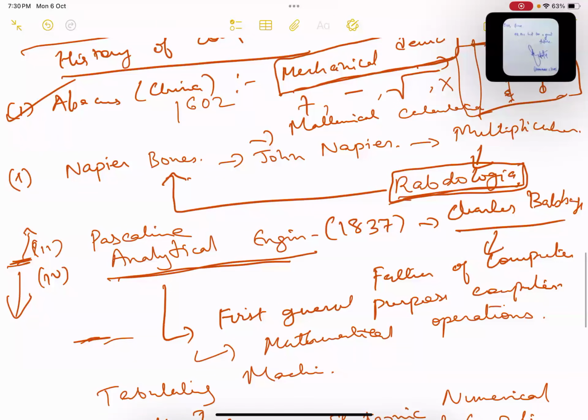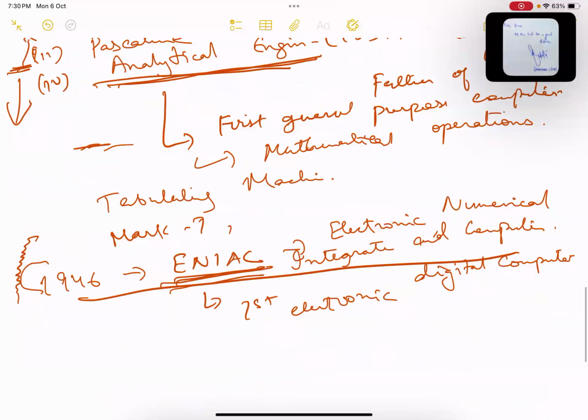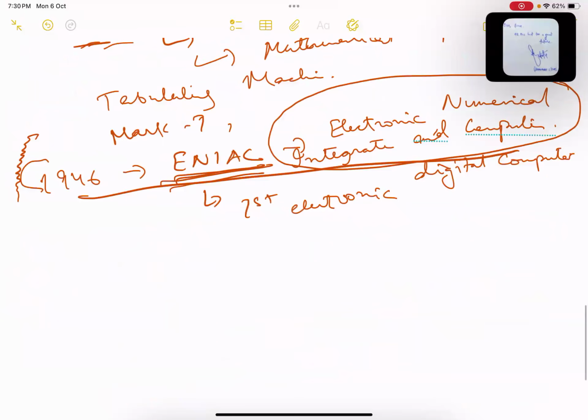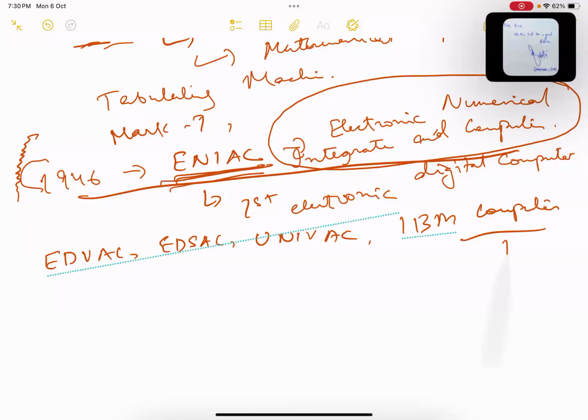After ENIAC, you also see a number of other devices, such as EDSAC, UNIVAC, and then our modern day IBM computer. By IBM computers, we have the PC. It's the beginning of the origin of the PC system. UNIVAC's full form is Universal Automatic Computer.